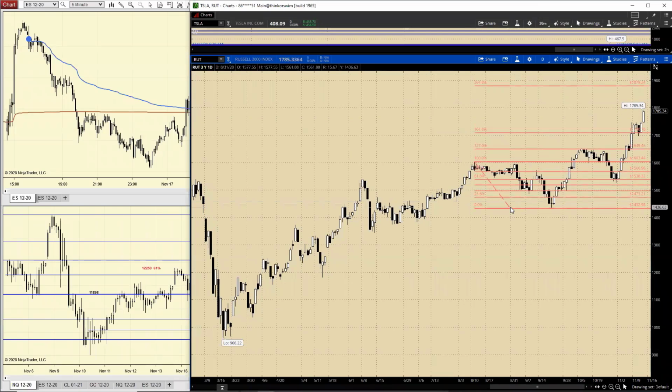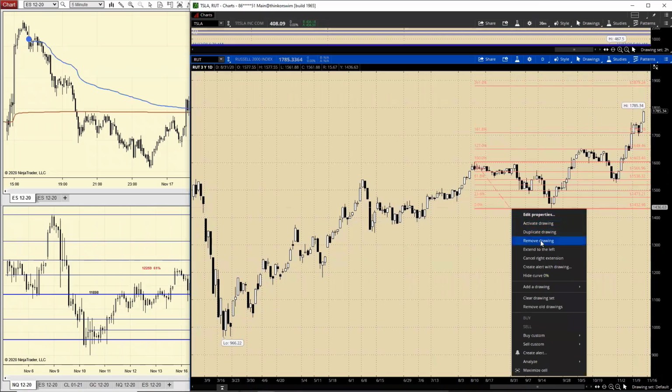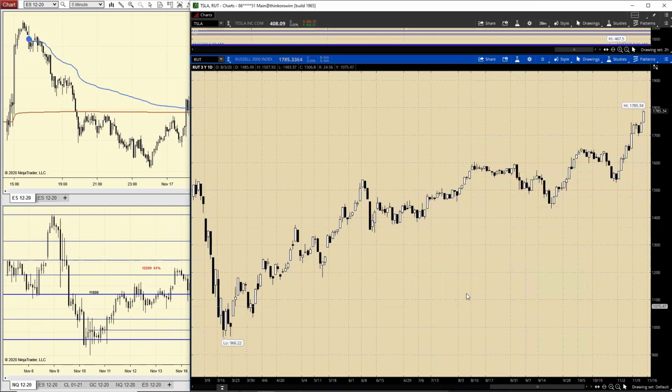But I saw something this weekend, and they're pointing out the Russell. And I was like, wow, you can see we're at some key resistance on Friday, and boy, we jumped up on Monday and really added on to it.